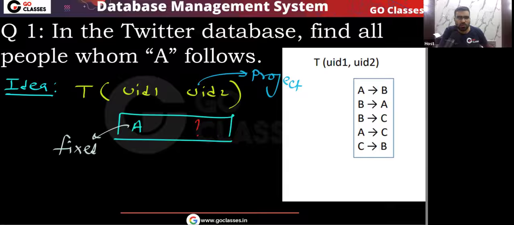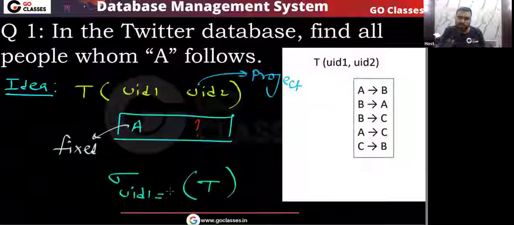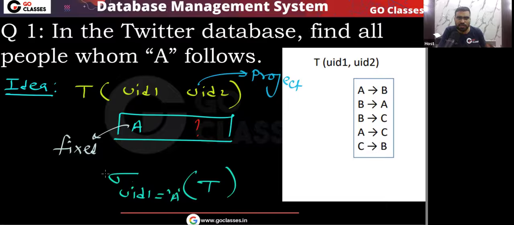Let me know. So very easily you can do this. What will you do? From this table T, you will select those tuples where UID1 is equal to A. Correct? And then finally, what will you do? We will project UID2. Very simple. So this is the answer.